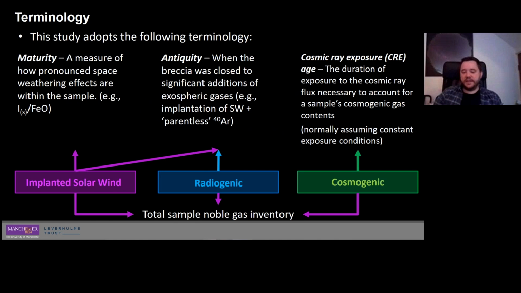I think it's also important for me to establish what I mean by certain terminology, and how this terminology fits in with the gas component types that I previously talked about. Through this talk, I'll be talking a lot about maturity, which is a measure of how pronounced space weathering effects are within a sample. We're also discussing antiquity, which is when a breccia was consolidated into a solid rock and became closed to significant additions of exospheric gases. And then finally, we've got the cosmic ray exposure ages, which I imagine more of you are familiar with. But they're the duration of exposure to the cosmic ray flux that's necessary to explain a sample's cosmogenic gas contents, given a specified set of exposure assumptions.